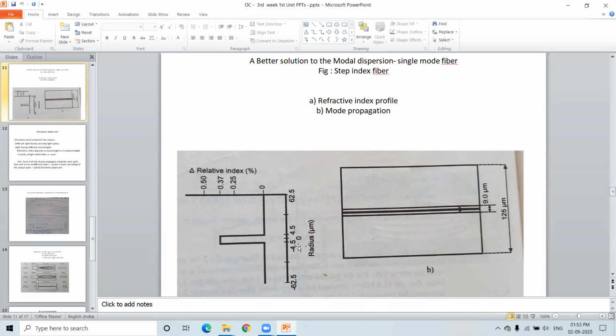So till now we have completed the intermodal dispersion. Tomorrow we will see the chromatic dispersion.